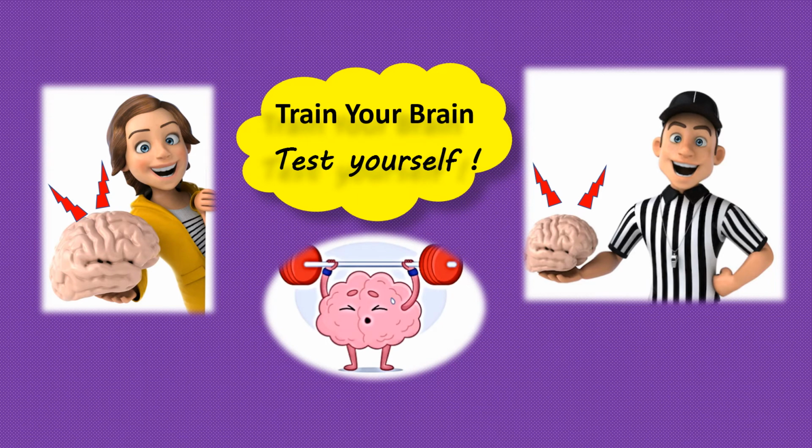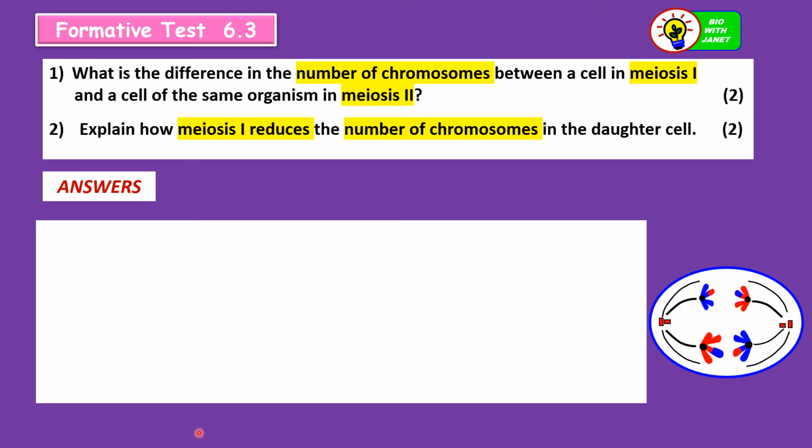Alright, so before we end, let's train our brain and test ourselves by answering some questions on mitosis and meiosis. So let's test our understanding by trying some questions related to formative test 6.3. So the first question is, what is the difference in the number of chromosomes between a cell in meiosis 1 and a cell of the same organism in meiosis 2?